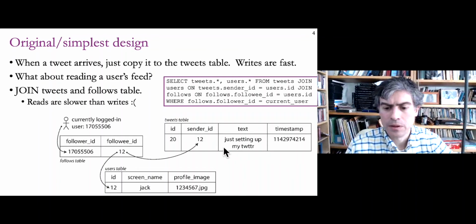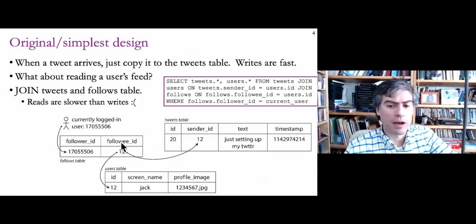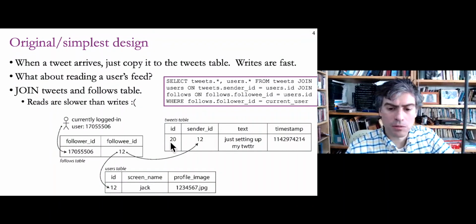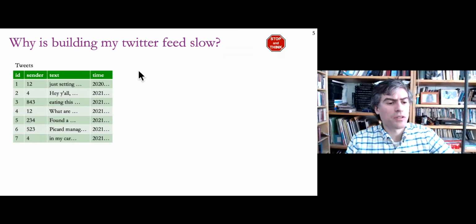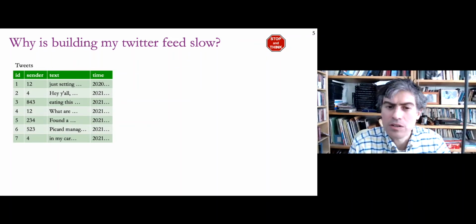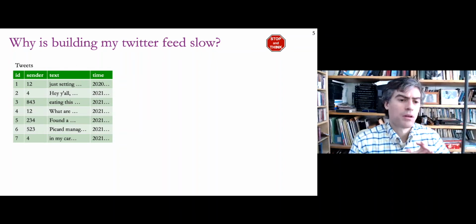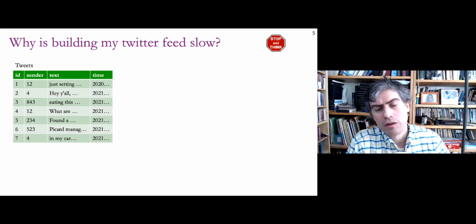Now, adding a tweet is easy. You just write it in one place. But getting your feed is slow because you have to check multiple tables and do a join. So I say it's slow. I want you to stop and think, though, about why it's slow. What about it makes it slow? There are actually several things about building your feed that make it slower than it needs to be, right? So to put it another way, how can you think of ways to make this faster? Or can you think of reasons why it's slow?